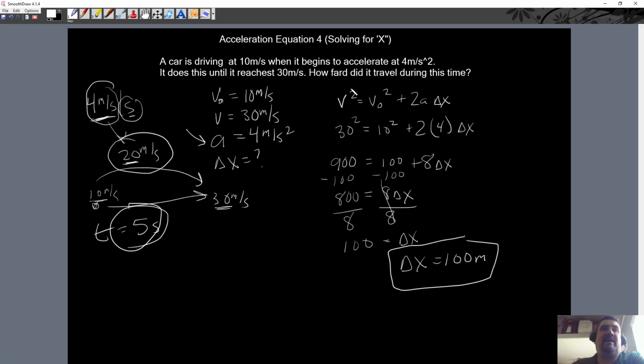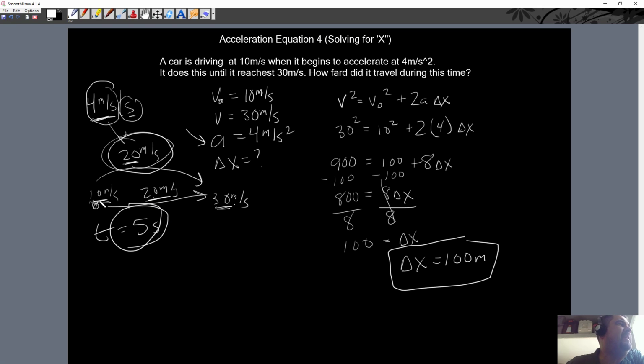It doesn't ask me for that in the problem, but I'm just trying to find a two-step way to get here. What is your average speed, folks? If I start at 10 and I end up at 30, what do you think my average speed is? Somewhere in the middle, right? So right about 20 meters per second. That's just a coincidence that happens to be the increase as well. But look, halfway from 10 meters per second to 30 is right in the middle, 20.